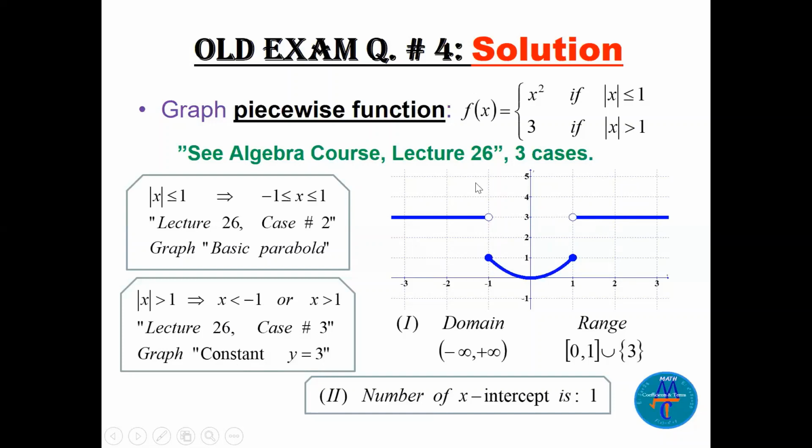That's the graph. Now the domain or real numbers, it covers all the x values. The range only from 0 closed until 1 closed. This is the values of the y union the 3, because the range are the values of the y and the domain are the values of the x. Number of x-intercept 1, which is at 0, 0.